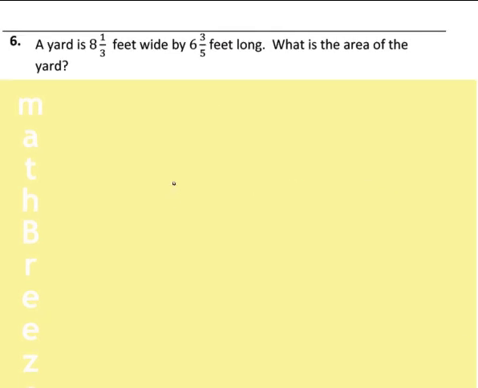Number 6, a yard is 8 1/3 feet wide by 6 3/5 feet long. What is the area of the yard? All right, so we have a formula for calculating the area of a rectangle. So let's just look at a rectangle.